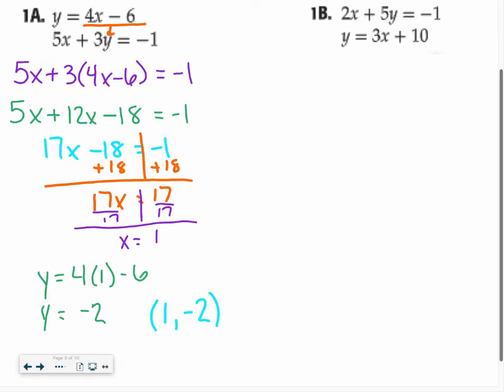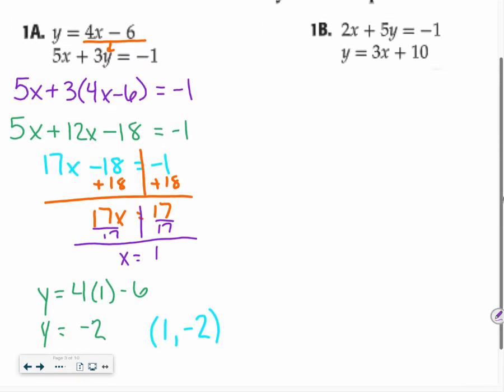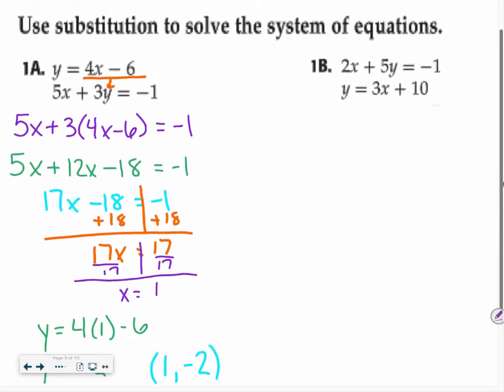Okay, so let's try another one. Maybe that first one didn't make sense. That's okay. That's why we do multiple examples. That's why you ask questions. Okay, you're in school to learn. So now, step 1, solve one of the equations for one variable. That's already done for us again because we have a y equals. Should you ever have an x equals, that's also okay. You just plug it in where you have an x.